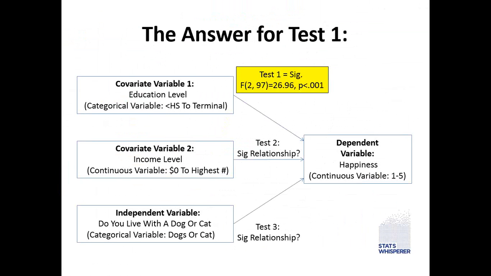Then we can enter that right here in the first test. In our little diagram, we can actually put the result. Test 1 equals significant, as in there's a significant relationship between education level and happiness. So we've answered test 1. Now our next assignment is to answer the second one. See the middle line, income level and happiness. Is that significantly related? Well, let's find out.